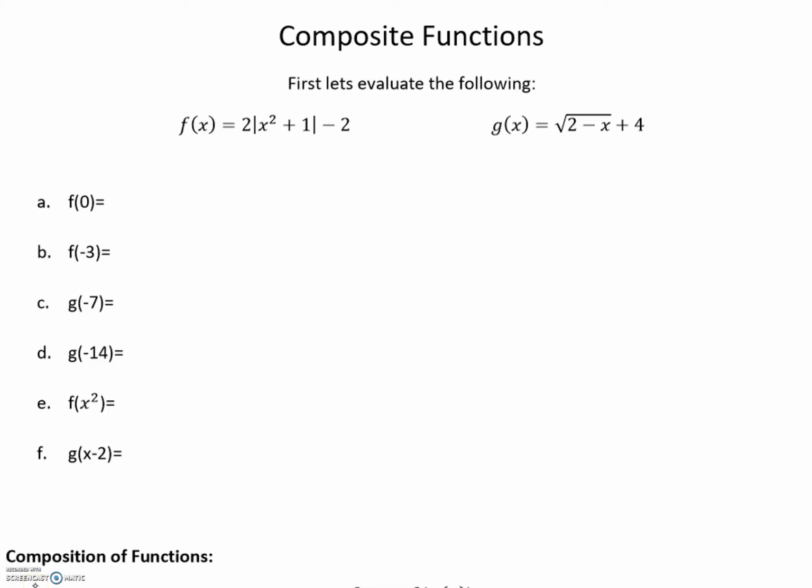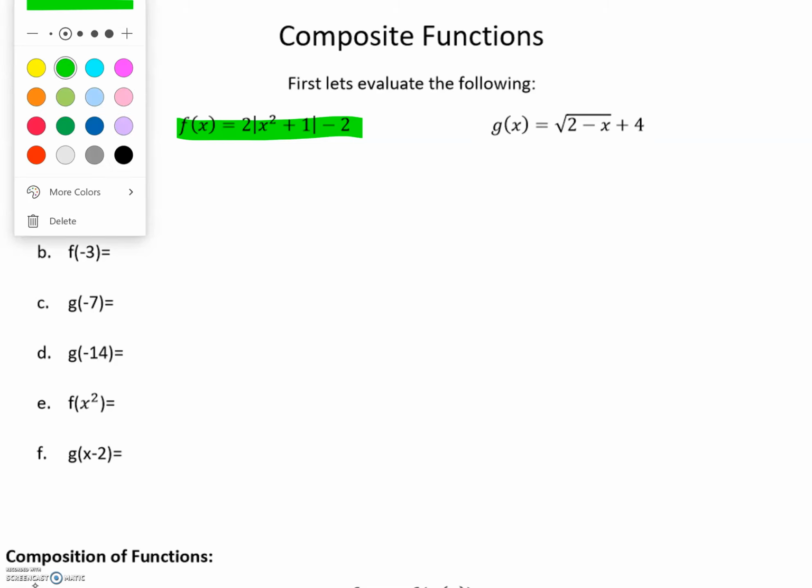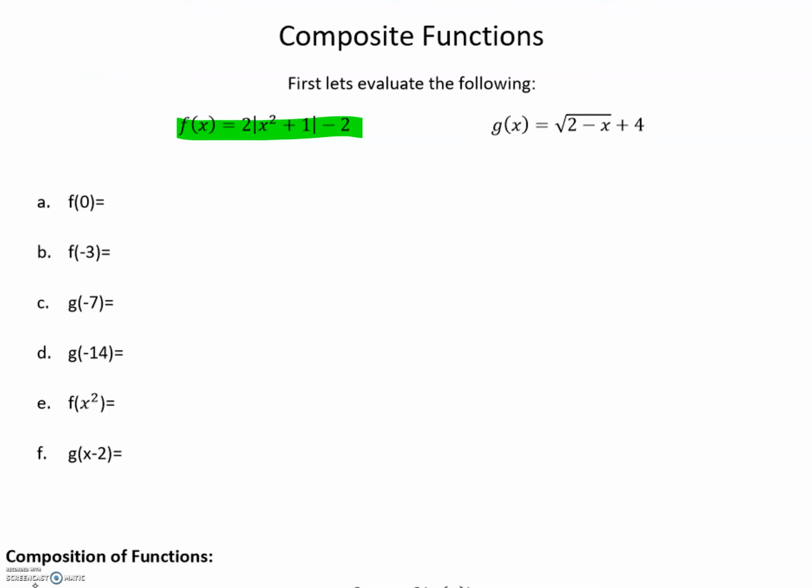Today we're going to talk about composite functions. So before we get into composite functions, let's review just evaluating functions. Notice you're given f of x equals 2 times the absolute value of x squared plus 1, minus 2. And then you're given that g of x equals the square root of 2 minus x, and then plus 4.